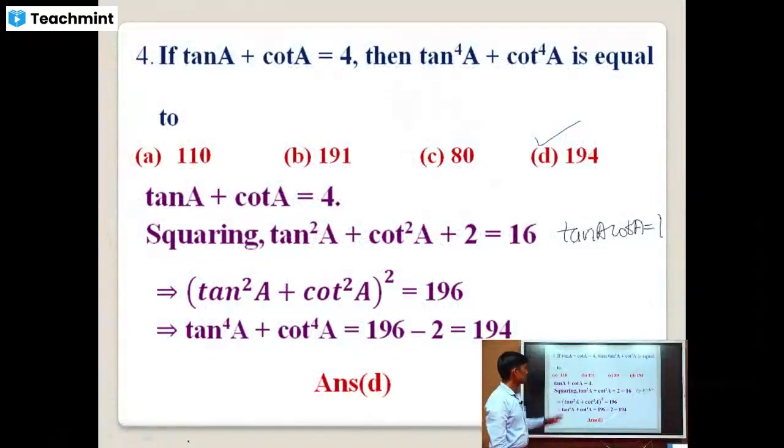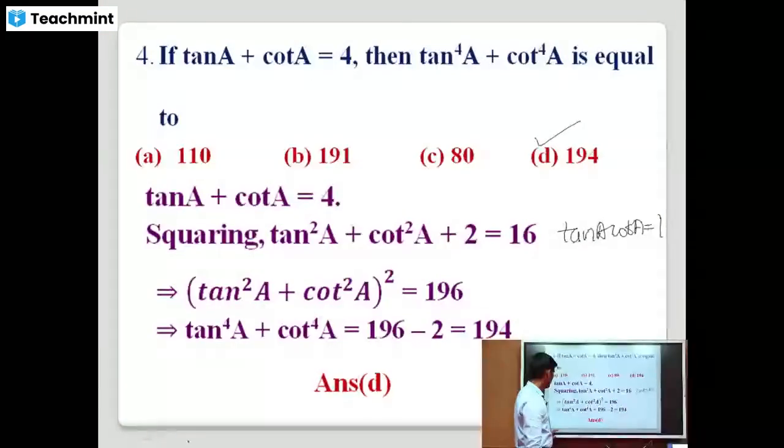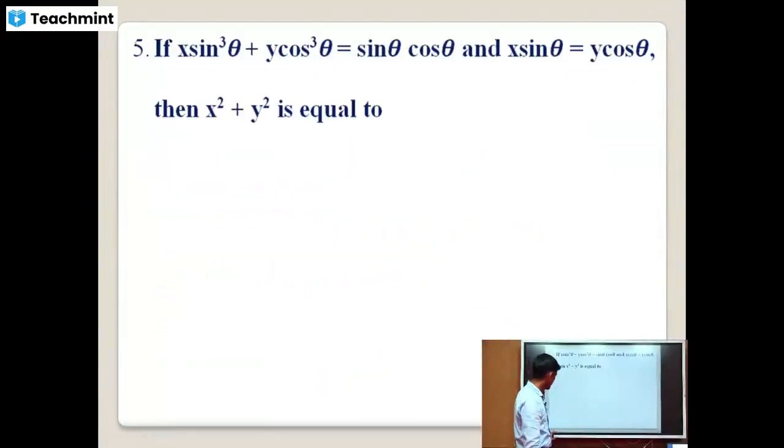This is the question related to, once again, trigonometric functions and identities like tan A is equal to 1 by cot A or cot A is equal to 1 by tan A. Next question, if x sin cube theta plus y cos cube theta is equal to sin theta into cos theta and x into sin theta equals y into cos theta, then x square plus y square is equal to.